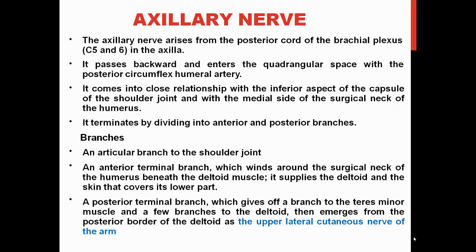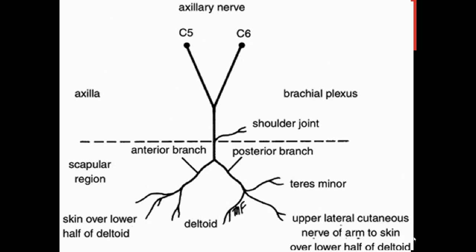Now we will see the axillary nerve. Axillary nerve arises from the posterior cord of the brachial plexus in the axilla, and it passes backward, enters the quadrangular space with the posterior circumflex humeral artery, and terminates by dividing into anterior and posterior branches. And there are branches, the anterior terminal branches, articular branches, and posterior terminal branches, and we will study the axillary nerve in another video.